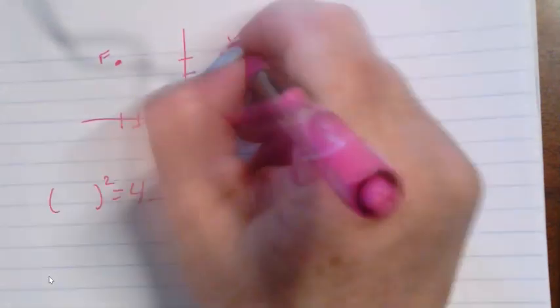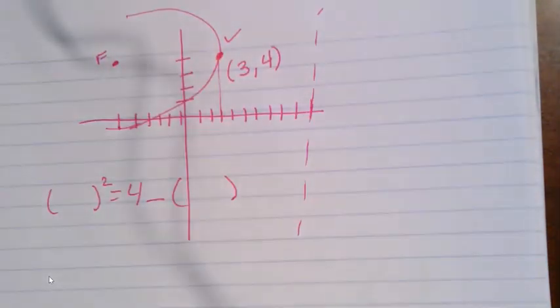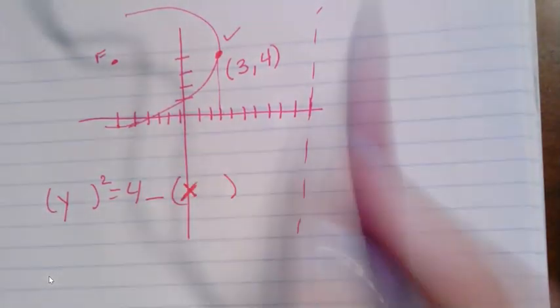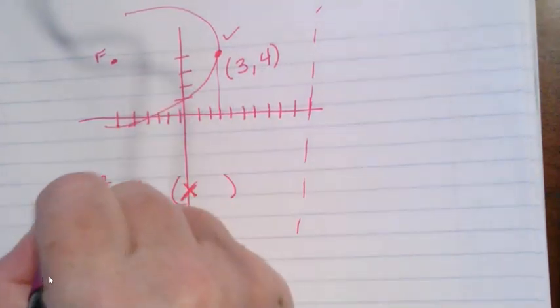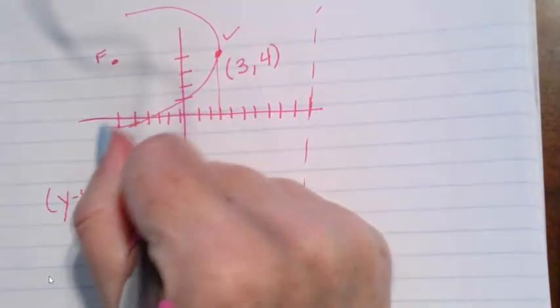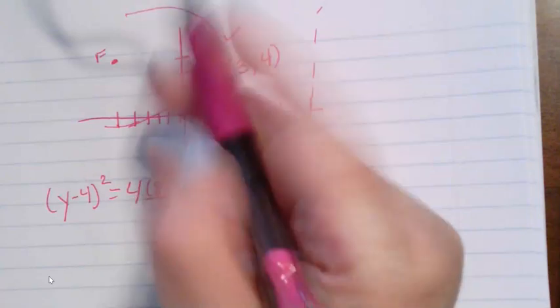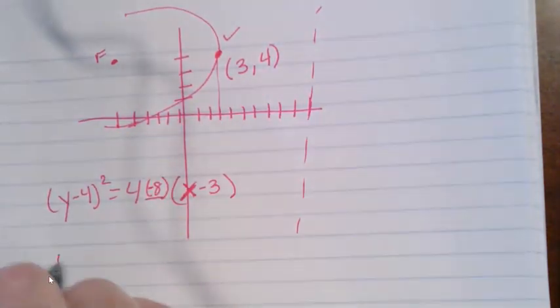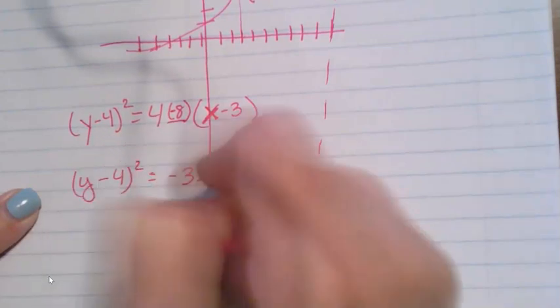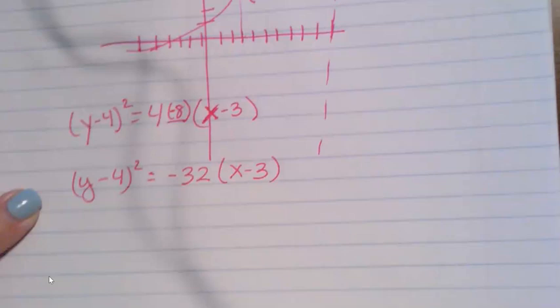Okay, so my graph is going to open like this, because remember, your focus is always in the middle. So this is a y-squared problem. Okay, so 4 comes first, so y minus 4. And remember, half the distance was 8. Because I'm opening left, it is a negative. So my final answer will be (y - 4) squared equals -32(x - 3). Okay, and that's all you have to do for that.